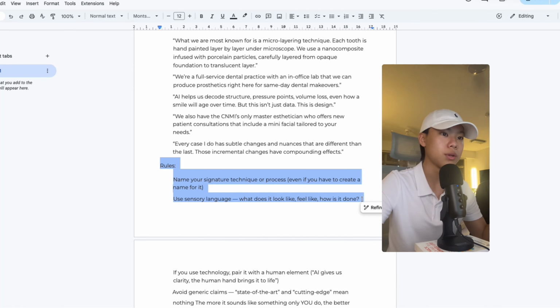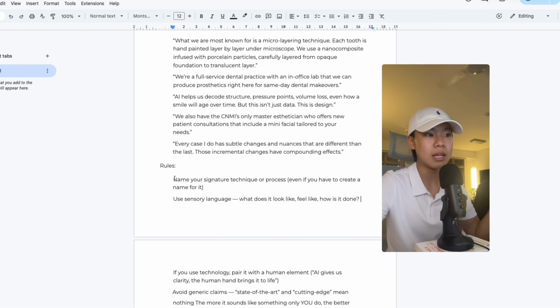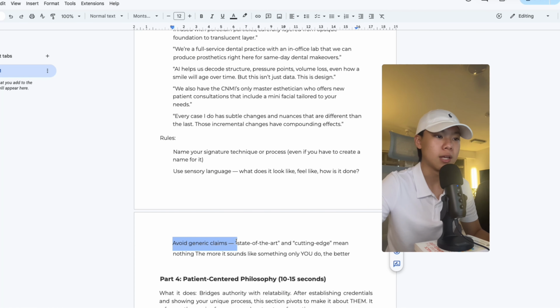Some of the rules that you can follow for part 3 are to name your signature techniques or process, or use sensory language, for example, what does it look like, feel like, or how is it done. Most importantly, avoid generic claims, for example, like state of the art, cutting edge. It means nothing. The more it sounds like something only you do, the better.